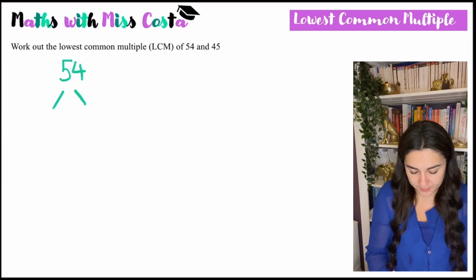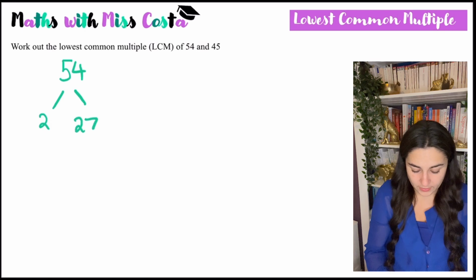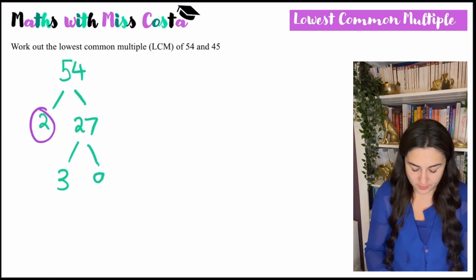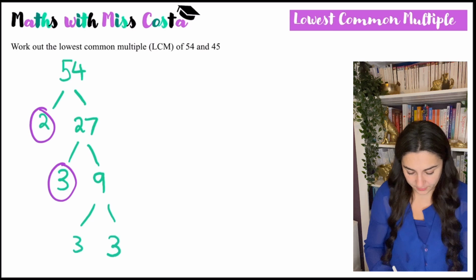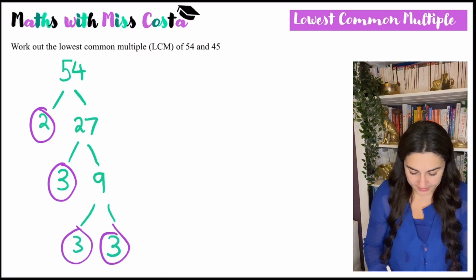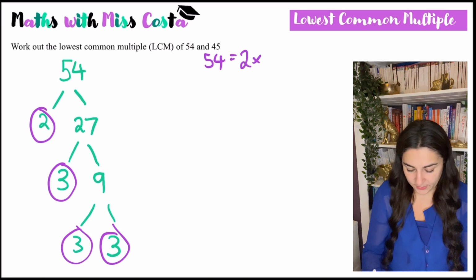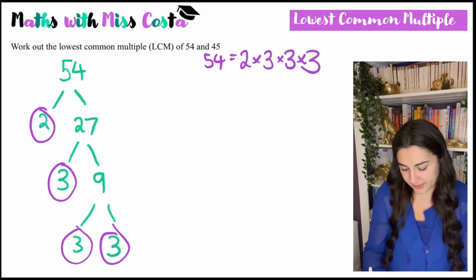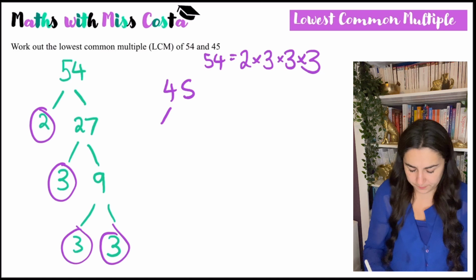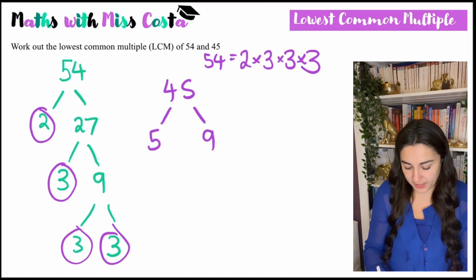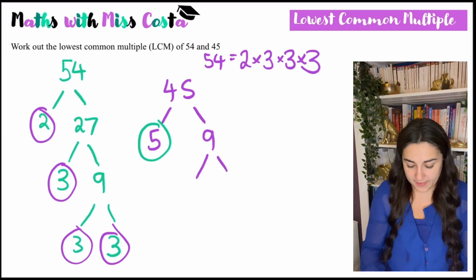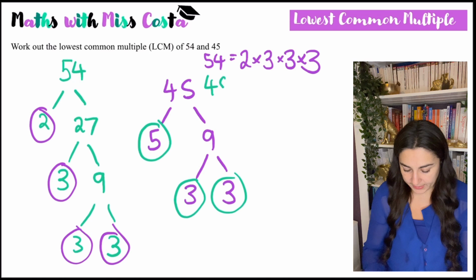So let's try this with 54. So 54, that would be 2 times by 27, circle the prime numbers, and then 27, I can do that by making 3 times by 9, circle the primes, and then 9 is 3 times by 3, circle the primes. So 54 can be written as 2 times by 3 times by 3 times by 3. And then 45, well, that can be expressed as 5 times by 9, circle the prime. And then 9 can be expressed as 3 times by 3, both of which are prime, so I circle those. So 45 is 5 times 3 times 3.